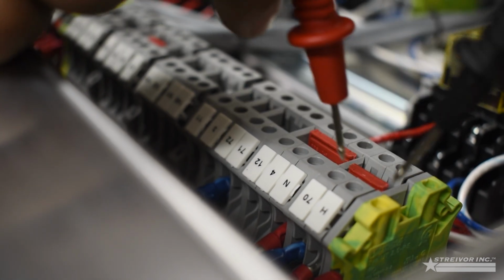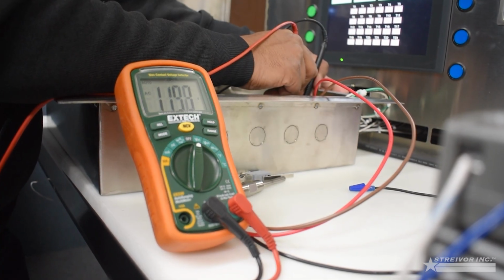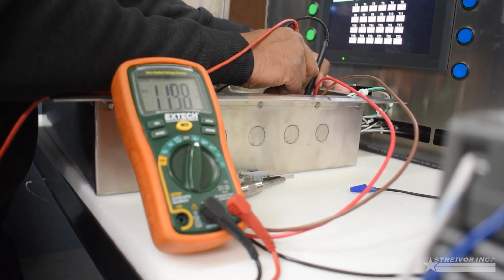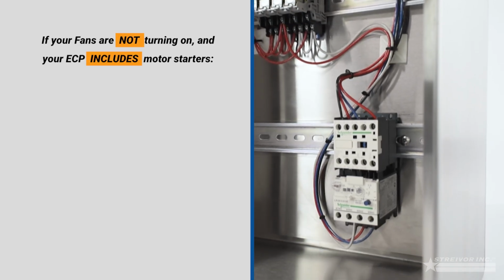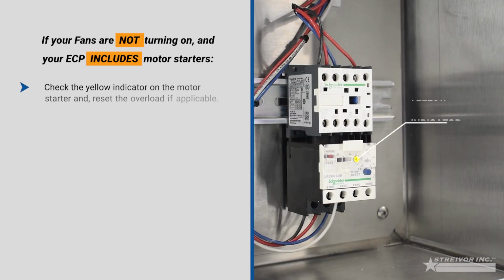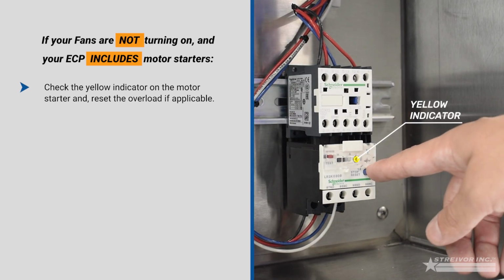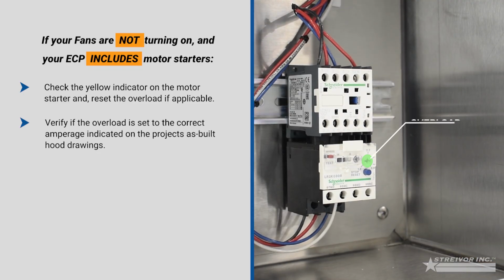Before troubleshooting, test any ground and neutral shorts. Verify that the control panel has 120 VAC power, and verify you have power going out. If your fans are not turning on and your ECP includes motor starters, check the yellow indicator on the motor starter and reset the overload if applicable. Verify if the overload is set to the correct amperage indicated on the project's as-built hood drawings.